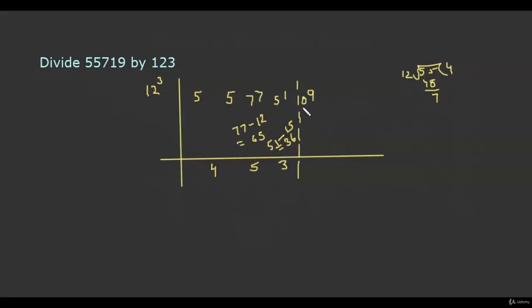So the next dividend number is 9. From the next dividend number, we have to subtract the product of the flag digit number and the previous quotient number. So 3 multiplied by 3 gives us 9, which equals 0. So remainder is 0. So the quotient is 453 and the remainder is 0.